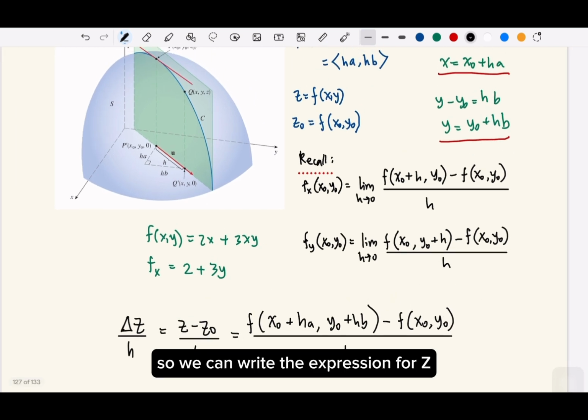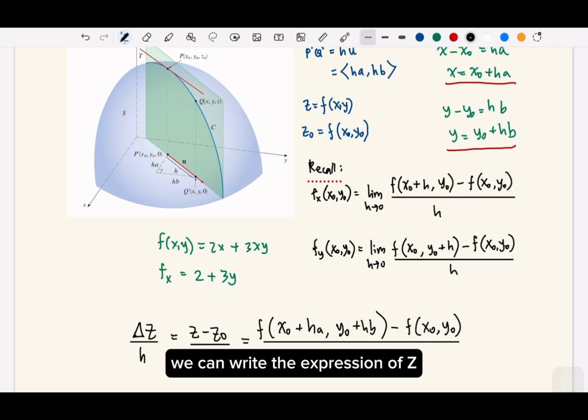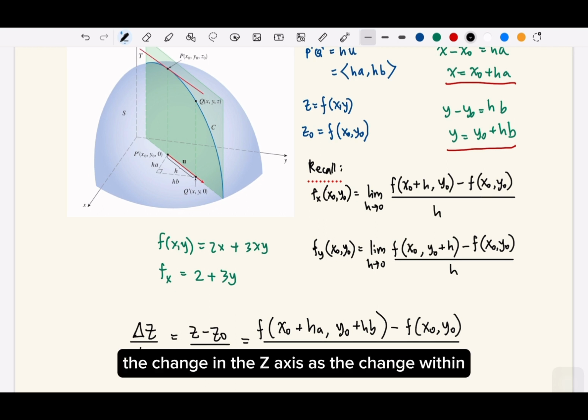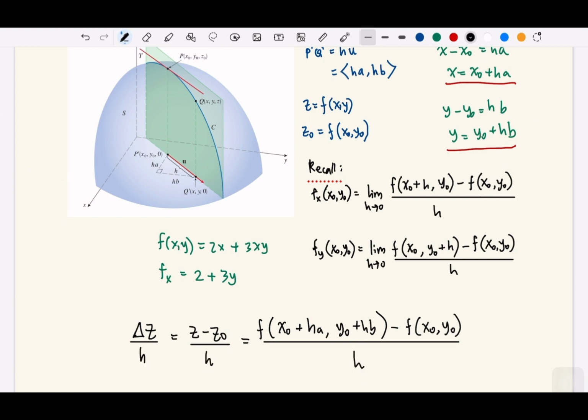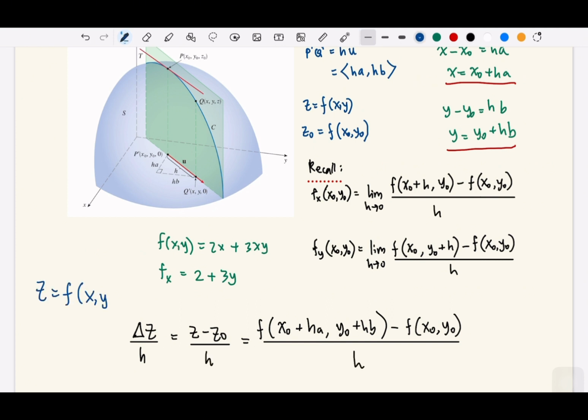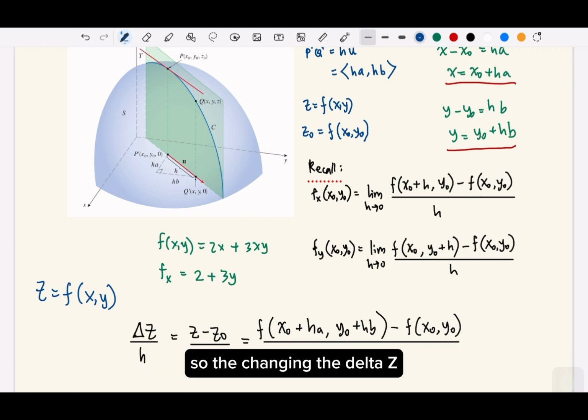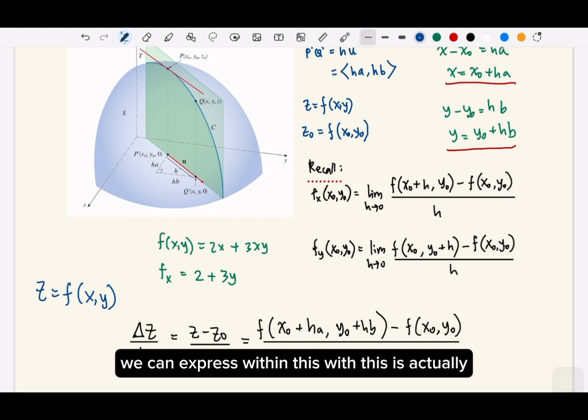So we can write the expression for z, the change in the z-axis, as the change within this function minus the original point. Because we take z as a function of x y, the change in z depends on x y, as in the early introduction of partial derivative. So the change in delta z, we can express within this.